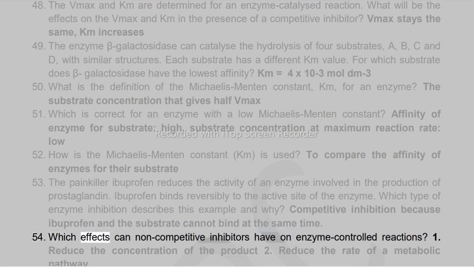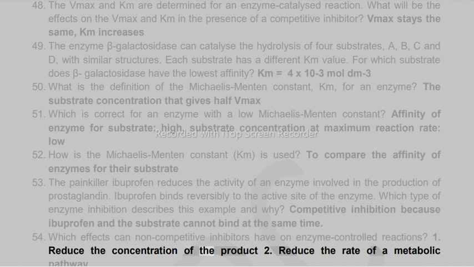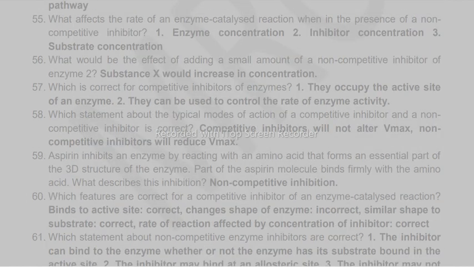54. Which effects can non-competitive inhibitors have on enzyme-controlled reactions? 1. Reduce the concentration of the product. 2. Reduce the rate of a metabolic pathway. 55. What affects the rate of an enzyme-catalyzed reaction when in the presence of a non-competitive inhibitor? 1. Enzyme concentration. 2. Inhibitor concentration. 3. Substrate concentration.